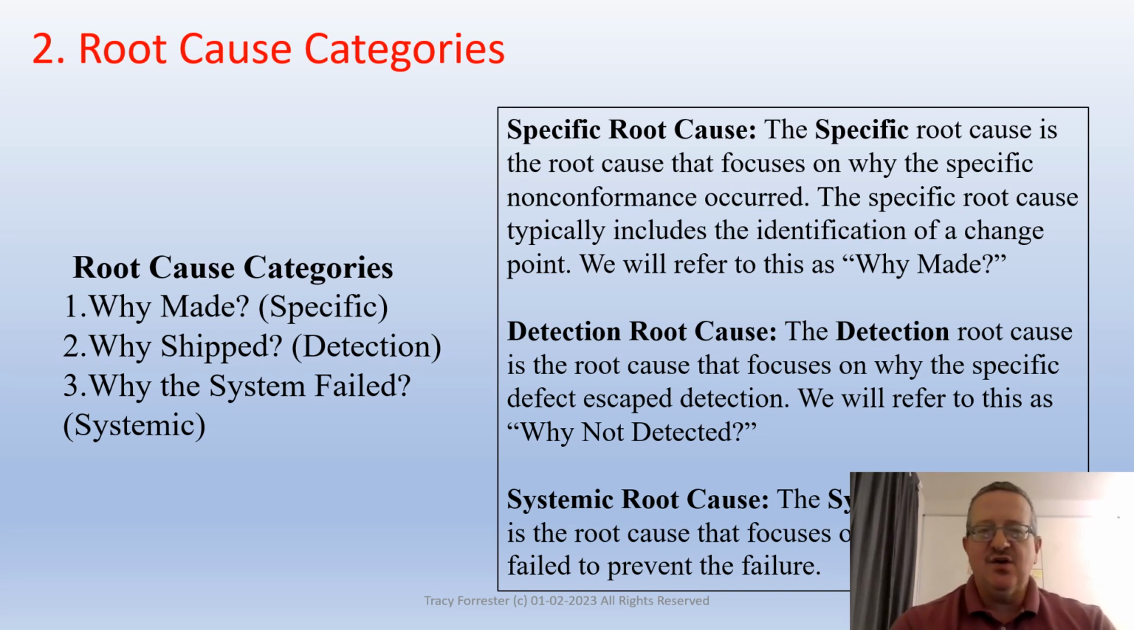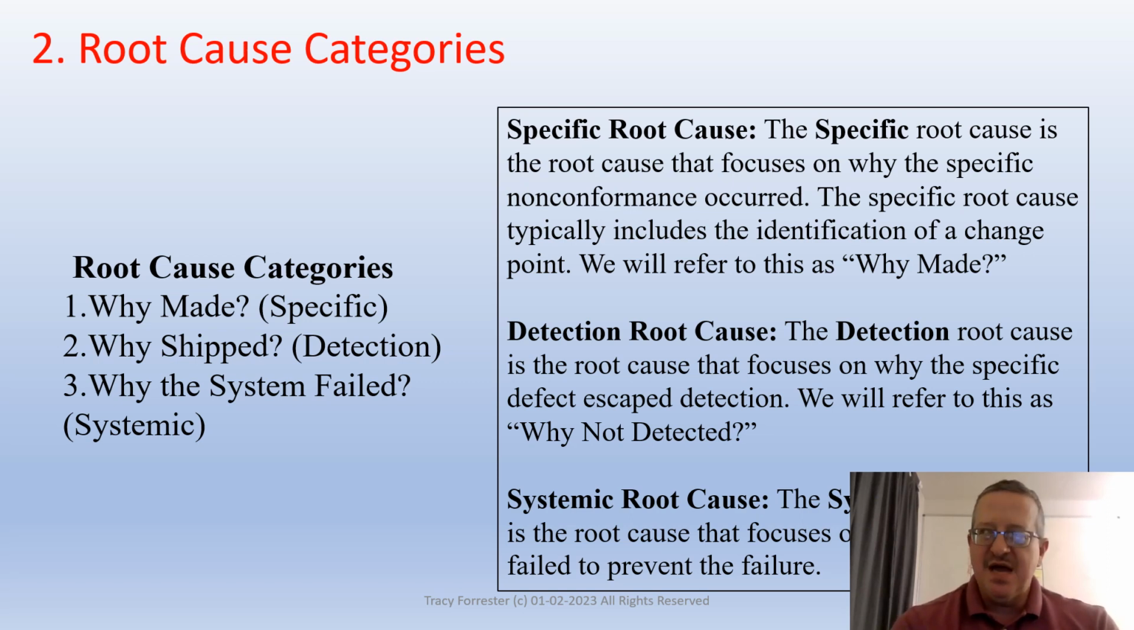And the second category is why shift or detection category. And this is all about how that nonconformance got past the point that it was produced. It may have been caught internally, maybe in a subsequent operation, maybe not until it got to the customer, but when it left that area where it was produced, that process where it was produced, it became also a problem with detection.